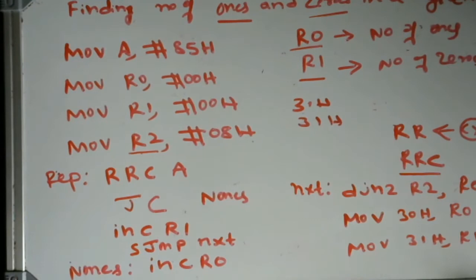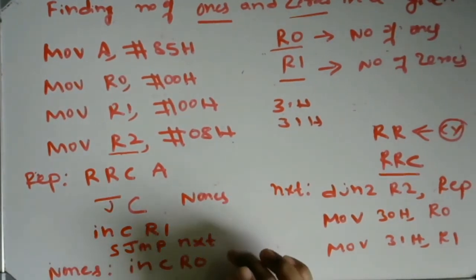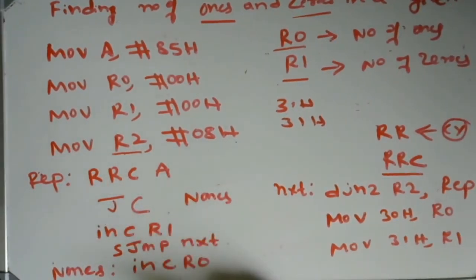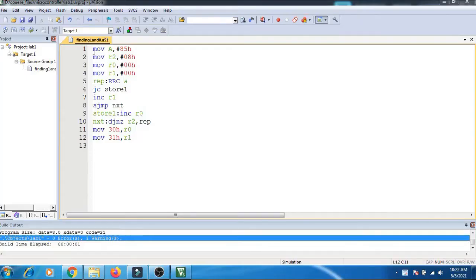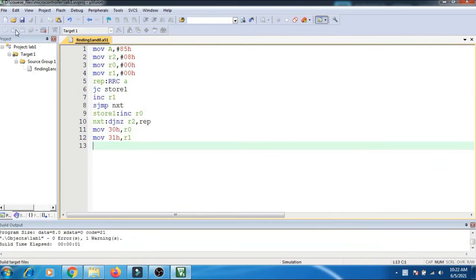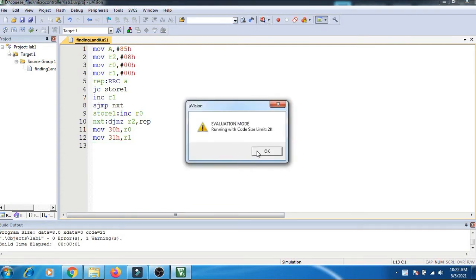Now we'll see the same example using the Keil compiler. The program is written here. First we will rebuild the program to check for errors. Now the errors are 0, so let's debug the program now.